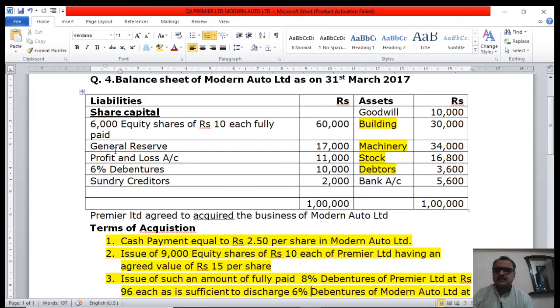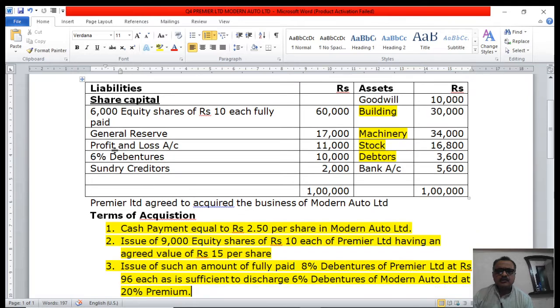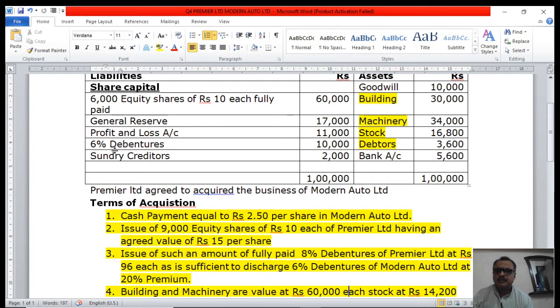Terms of acquisition: cash payment equal to rupees 2.50 per share in Modern Auto Limited. Issue of 9,000 equity shares of rupees 10 each of Premier Limited having an agreed value of rupees 15 per share. Issue of such an amount of fully paid 8% debentures of Premier Limited at rupees 96 each as is sufficient to discharge 6% debenture of Modern Auto Limited at 20% premium.